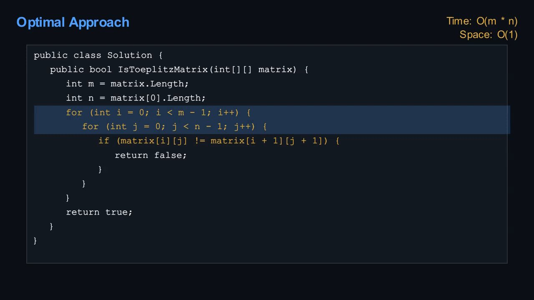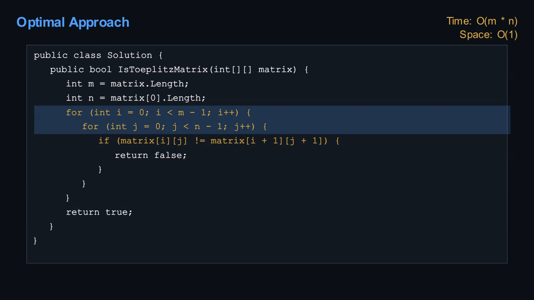Inside, we start another loop with col index that goes from 0 up to col count minus 2, stopping before the last column. At this point, the current cell is matrix row index col index, and its down right neighbor is matrix row index plus 1 col index plus 1. We compare those two numbers. If they differ, we instantly know the matrix breaks the Toeplitz rule, so we return false. If they are equal, we continue to the next column.